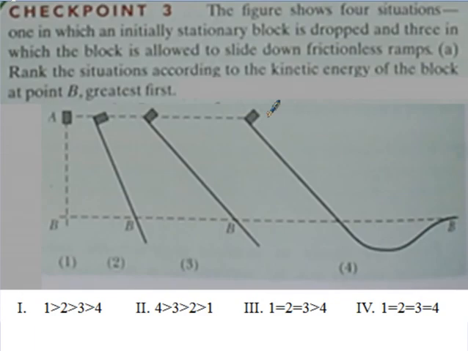Another checkpoint where we have a change in potential energy. This thing starts with a configuration of being up high, and it ends up down at this new configuration lower down. So you have a change in the gravitational potential, and the question is, in which case would the kinetic energy be the greatest when it gets to point B? And you rank them according to the one with the greatest kinetic energy to the one with the least. Think about what you're doing.